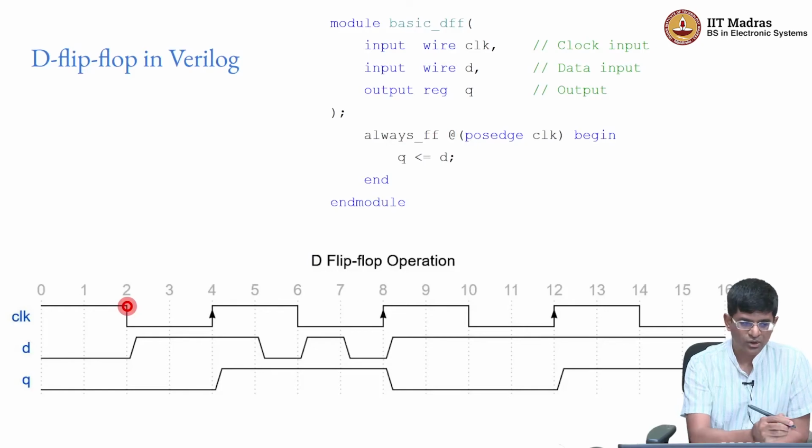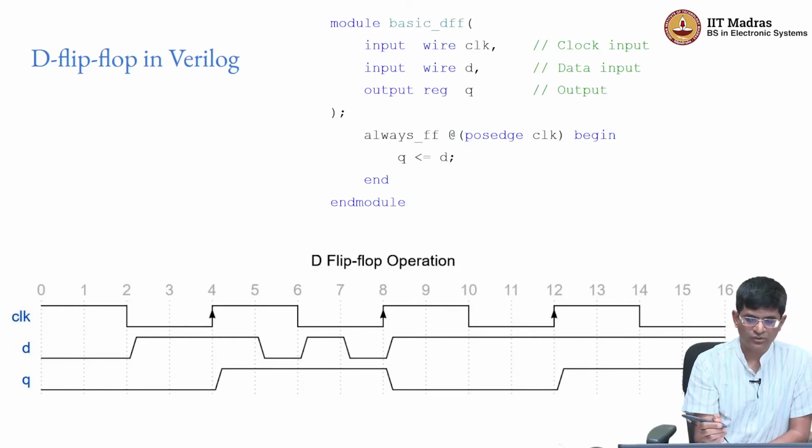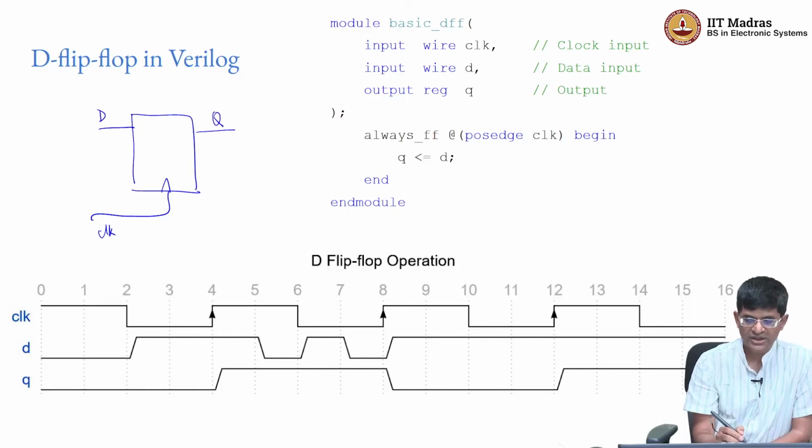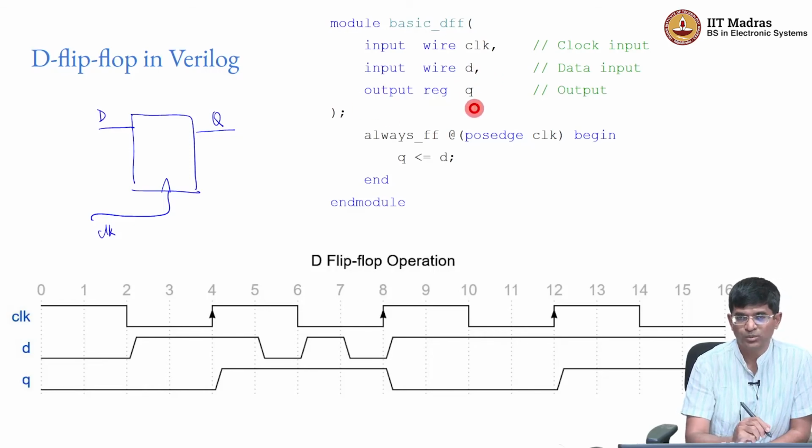So let's take a look at this structure of what we have over here, and this is just essentially what a D flip-flop looks like. Let's quickly put in the signals out here, right, for reference. And what I've shown over here is essentially the timing diagram corresponding to the behavior of a D-type flip-flop, right. And as you can see, I've defined the module basic DFF. It has an input wire clock, another input wire D, and an output reg Q.